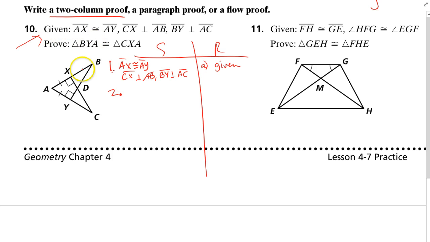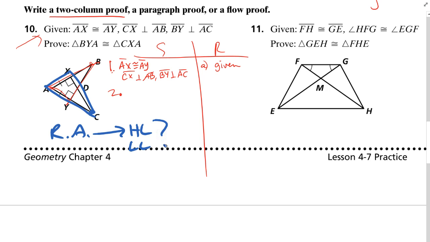I've got to prove that BYA is congruent to CXA. Oh, do you see what I see? Yeah, there are right angles in here, which probably means that I could use, oh, I don't know, HL or maybe LL.